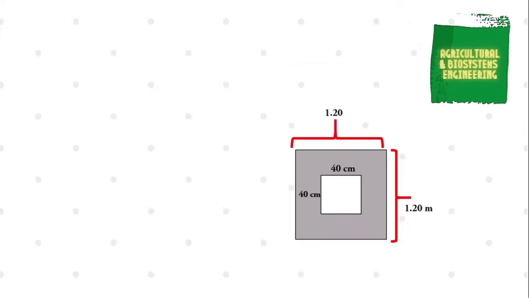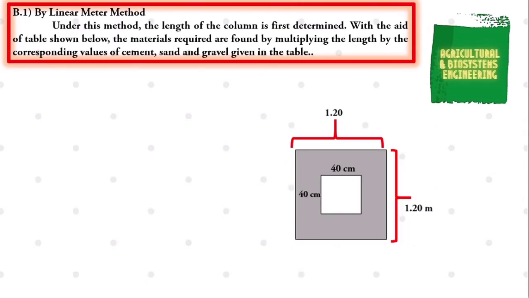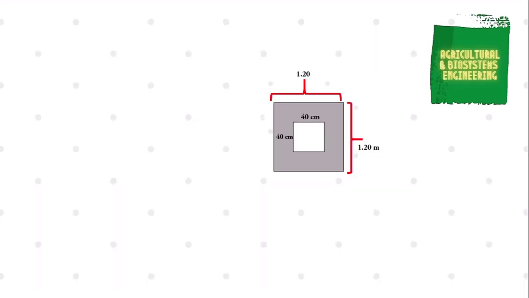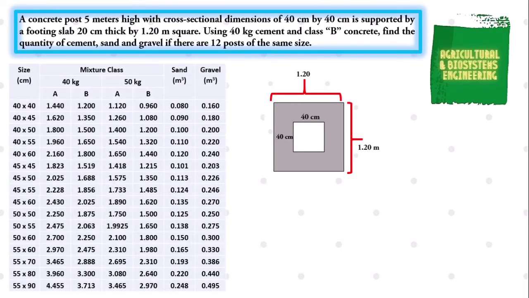Going back with our figure. Our footing has a sectional area of 40 centimeters by 40 centimeters. We will be using this to locate the necessary values for our materials. Next, we locate the 40 centimeters by 40 centimeters size of our sectional area.